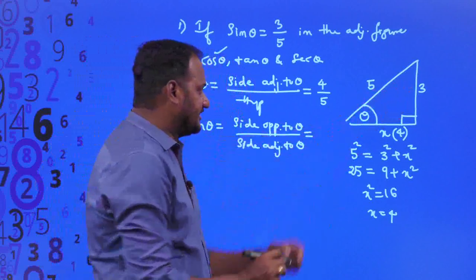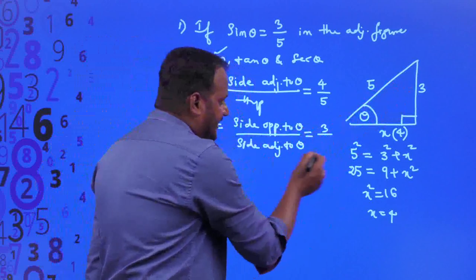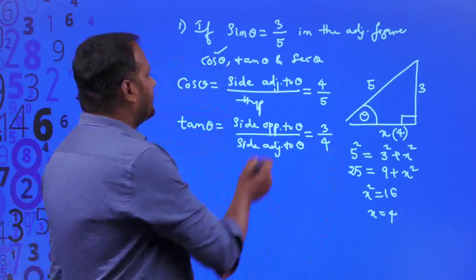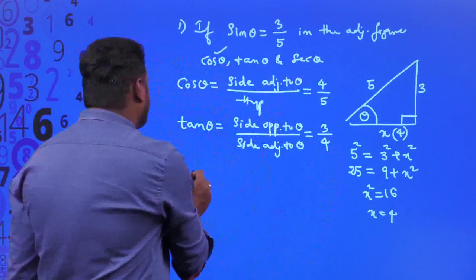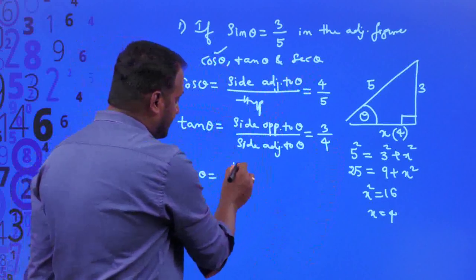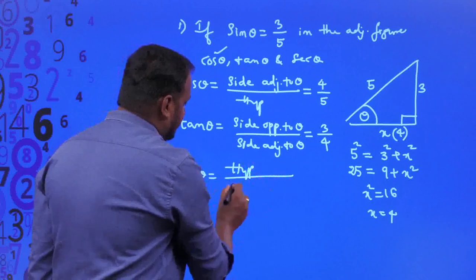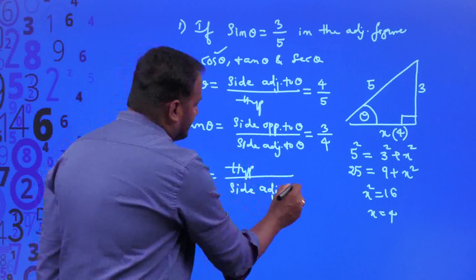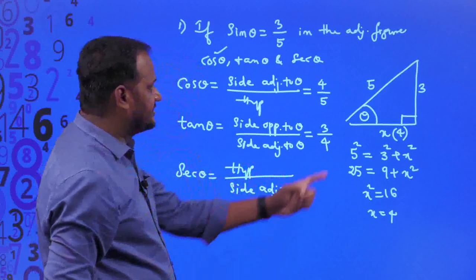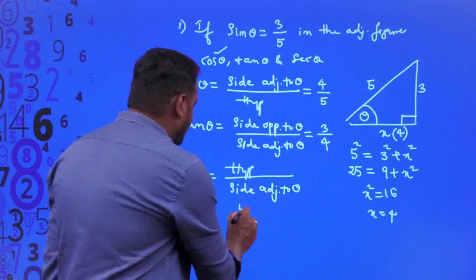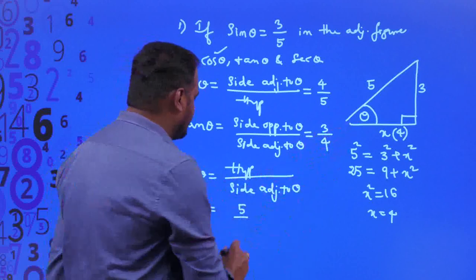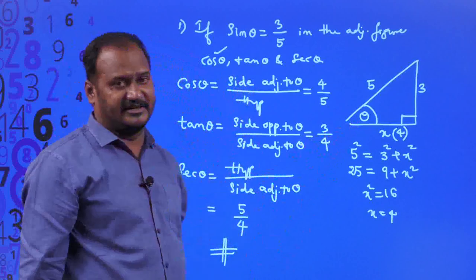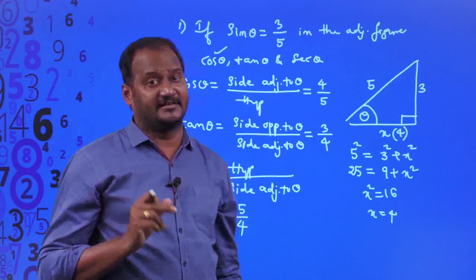Tan theta is opposite to theta divided by adjacent to theta, which is 3 divided by 4. Just now we got it. And then we are going to find secant theta. Secant theta is equal to hypotenuse divided by side adjacent to theta. The hypotenuse here is, of course, 5, divided by the side adjacent to theta, which is 4. See how easily we found all the other trigonometric ratios when you are given one particular trigonometric ratio.